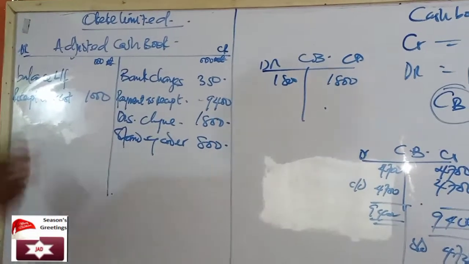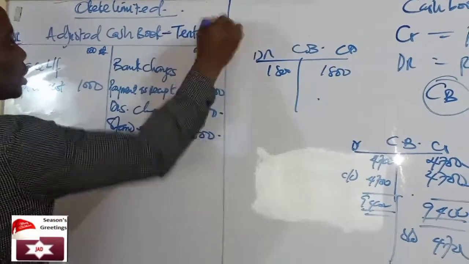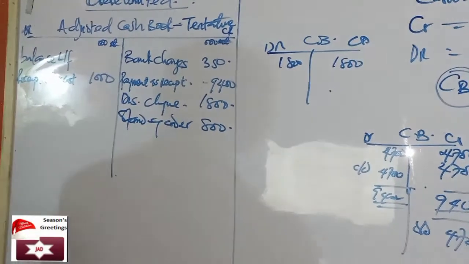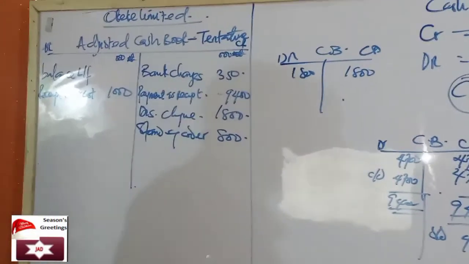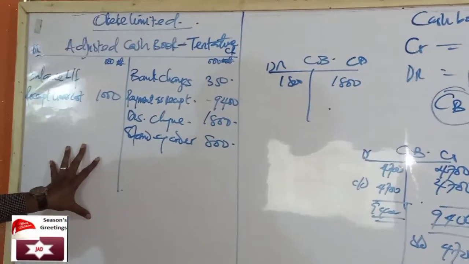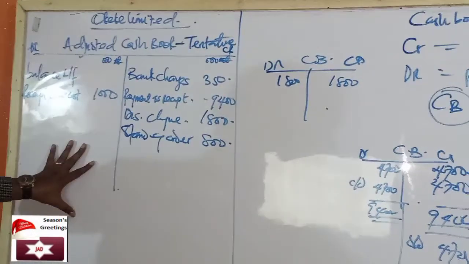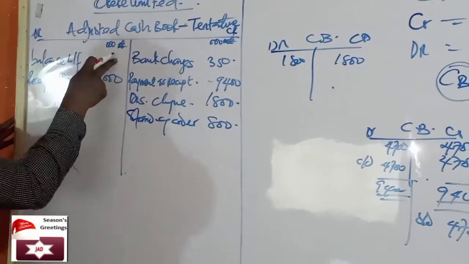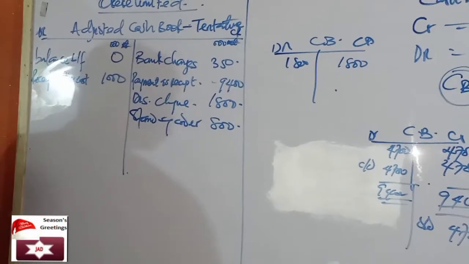So it means that this, let's call this tentative. Adjusted cash book tentative. This is not what we actually want, but just like incomplete records, we use what we have to get what we want. So based on the way the question is, this is not how we want the adjusted cash book to look like. So we're trying to work back here. So let's do tentative now. Tentatively, we're assuming that the balance brought forward we don't know. So tentatively, let it be 0. That's unknown. Let it be 0.